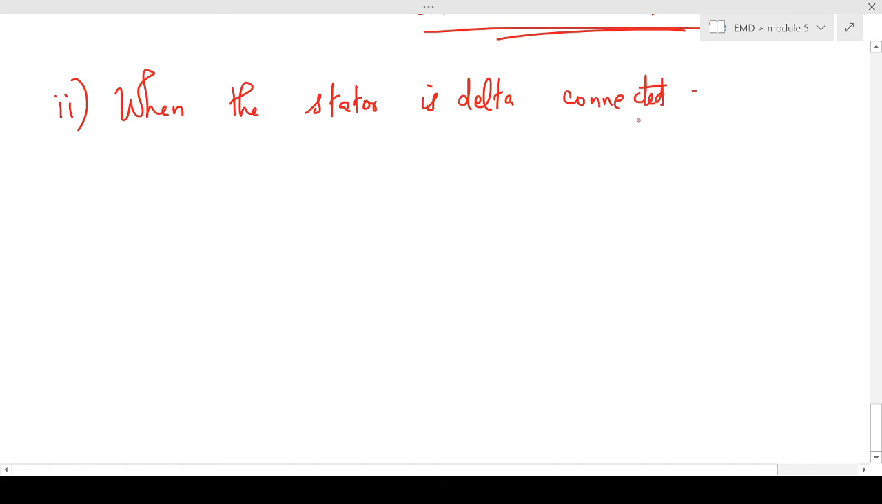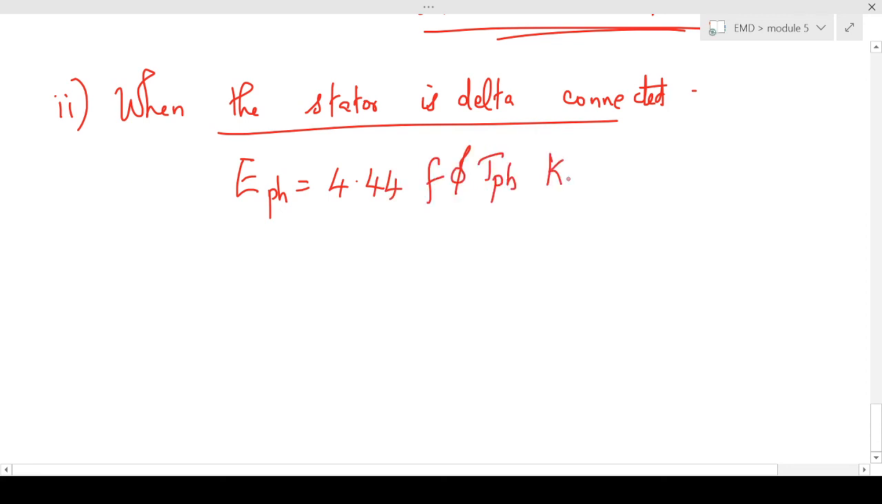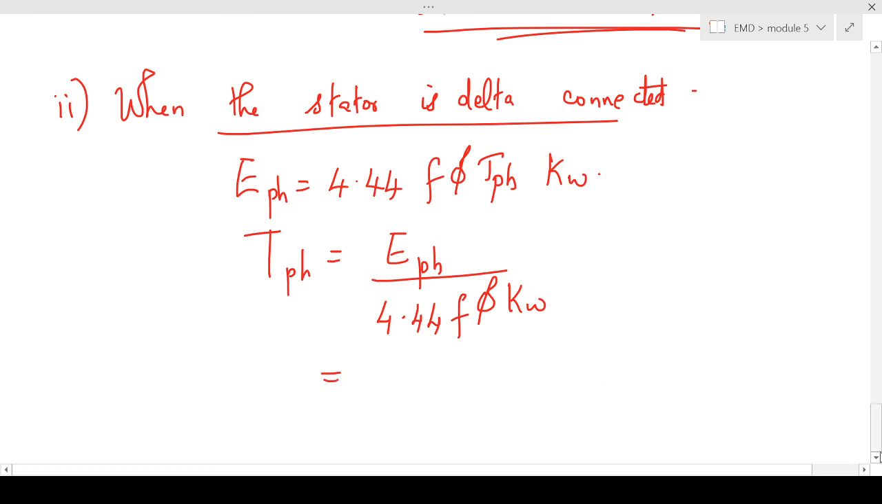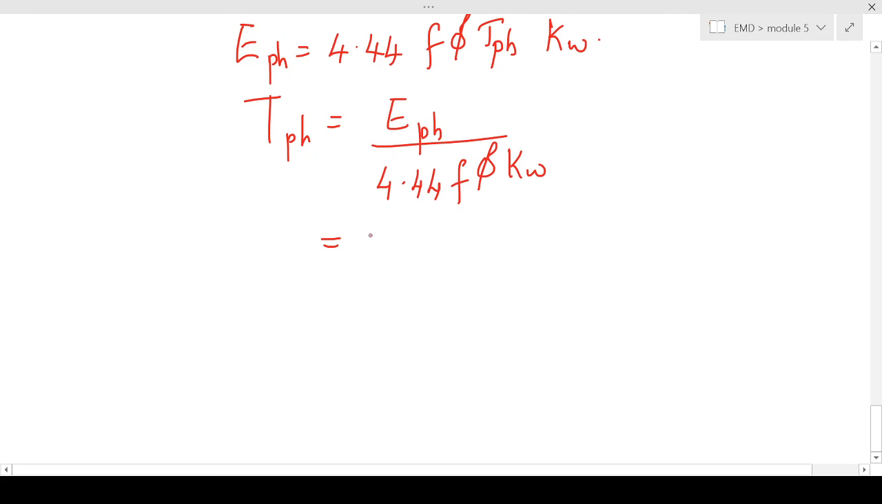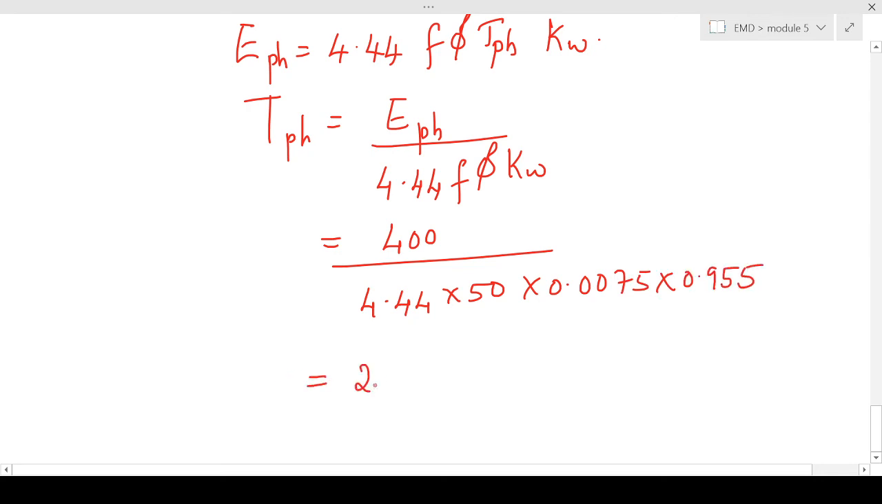Now we will consider the second case when the stator is delta connected. So E phase is equal to 4.44 f phi T phase into kW. T phase is equal to E phase divided by 4.44 f phi kW. Here we have found flux already. Now here the stator is delta connected, so line voltage and phase voltage are equal. So 400 divided by 4.44 into 50 into 0.0075 into winding factor 0.955. So we'll get it as 251.56. So it's approximately 252 turns per phase.